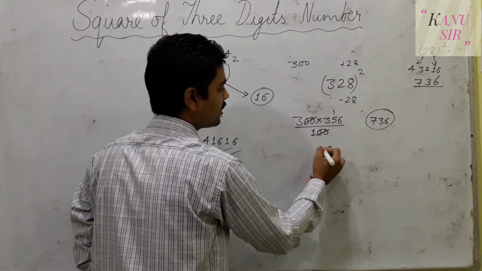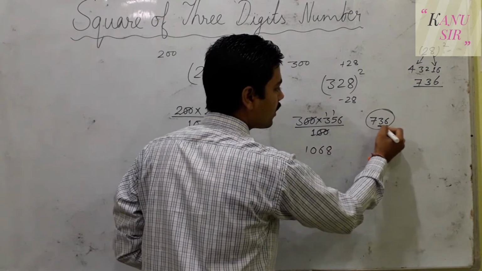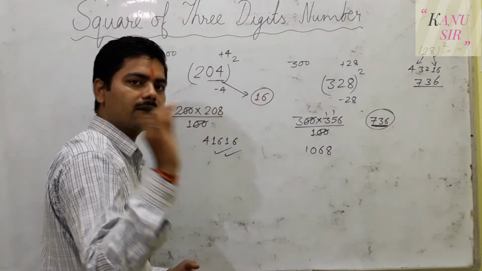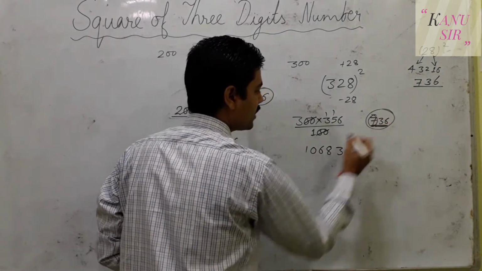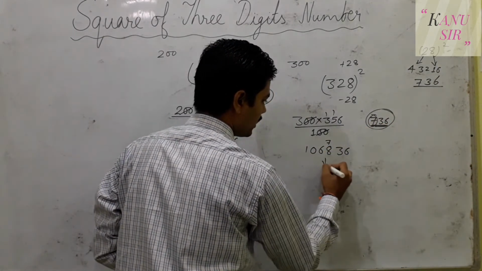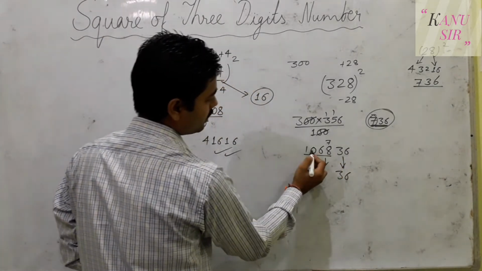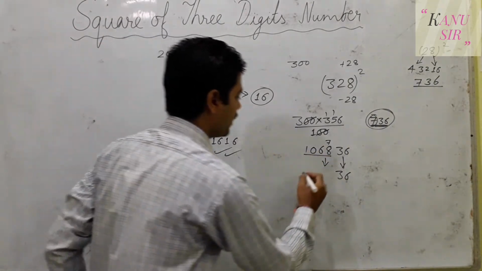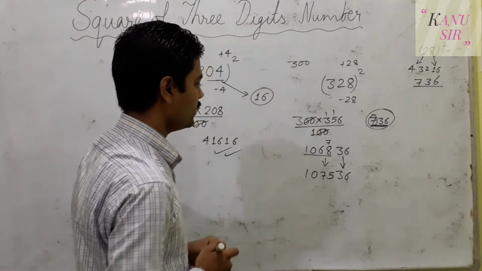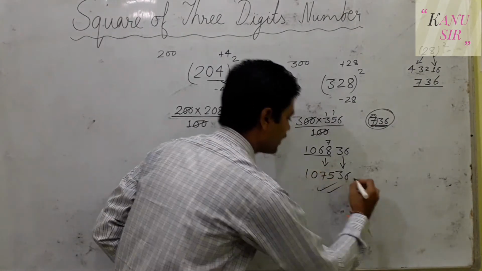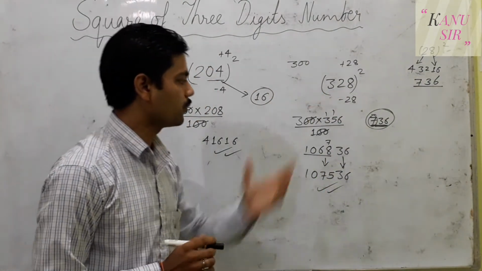And 0 cancel, 3 times 6 is 18, 1. 3 times 5 is 15 and 1, 16, 1. 3 times 9 and 1, 10. But there is a 3-digit number, and we have to take just 2 digits. So we'll write here 36, and 7 will be added with 8. So the next number comes 36, and 1068 plus 7 will make 1075. So this is the square of a 3-digit number 328, a bigger number we took.